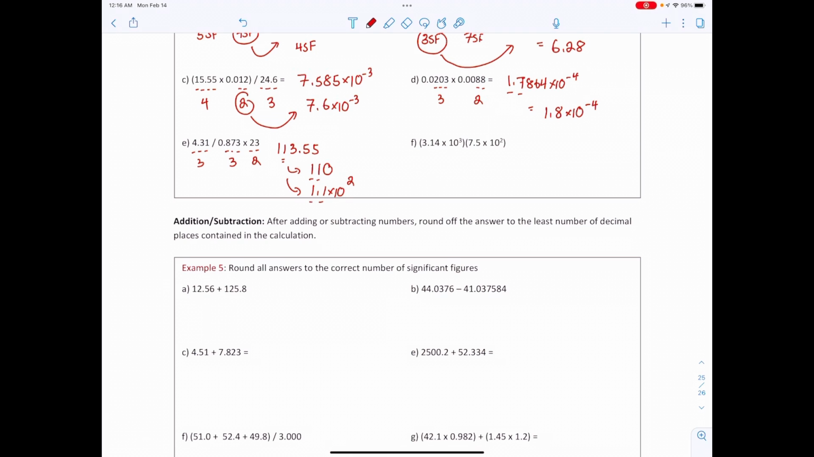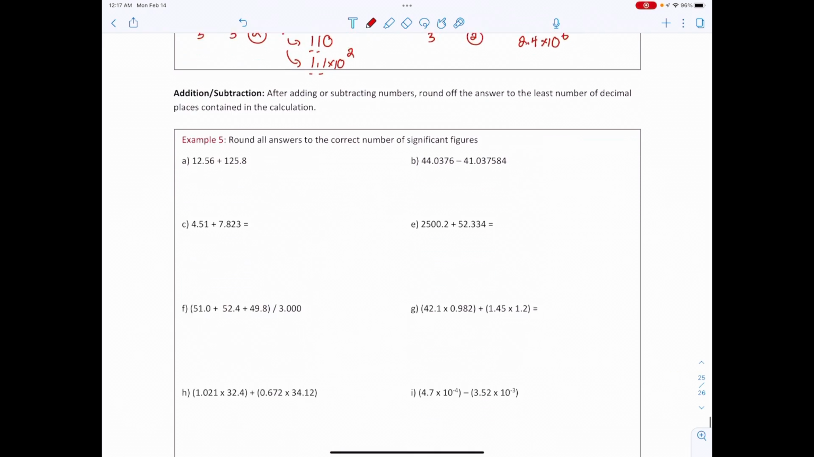In F, once again, we can put that into the calculator. We get 2355000. Let's take a look. I have 3 sig figs, 2 sig figs. I'm going to round to 2 sig figs. So that means this is going to be 2.4 times 10 to the power of 6. So that's multiplying and dividing.